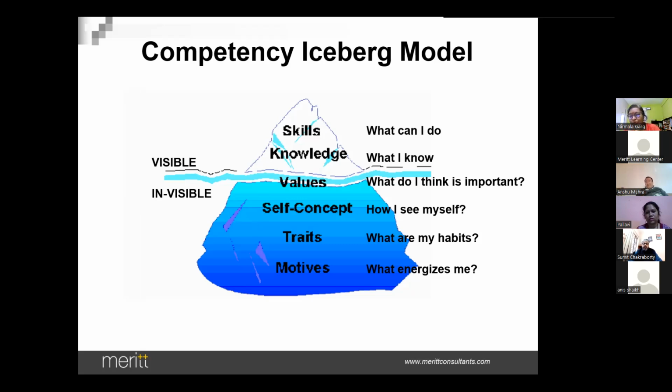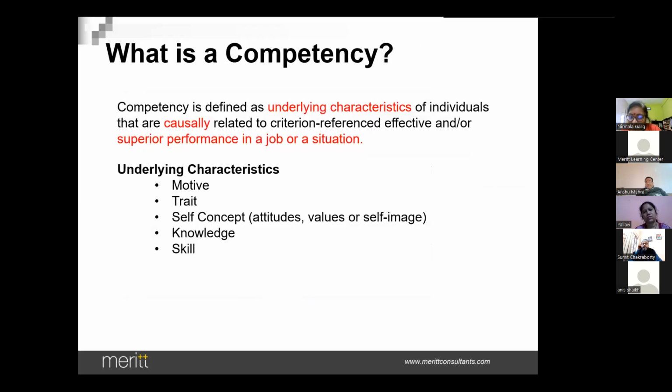Okay. So we typically use this metaphor. That means we say, this is competency as an iceberg. So let us understand the definition of a competency, what it means. What is a competency? First of all, it's an underlying characteristic of any individual. When I say underlying characteristic, that means it is deeply embedded inside any individual.